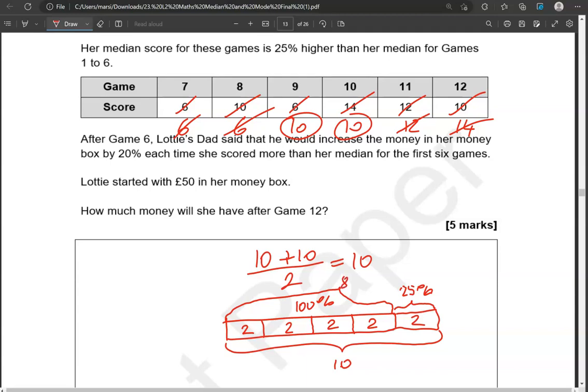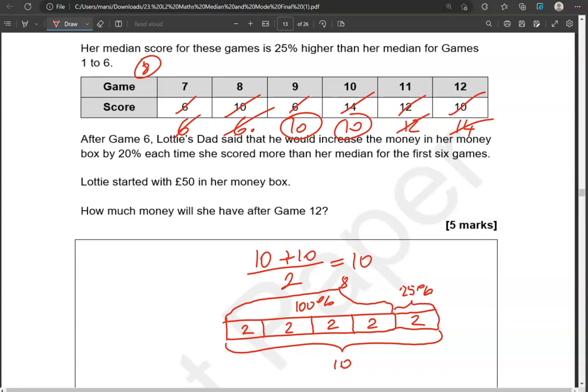So now we can easily work out what is the median for the games 1 to 6, and that is 8. So Lotte's dad said that he would increase the money in her money box by 20% each time she scored more than her median for the first 6 games. So at this point now we know that the median was 8. Okay, so in game 7 she scored 6, which is less than 8, so she didn't have an increase. Game 8 she scored 10, which is greater than the 8. So at this point she would get a 20% increase.